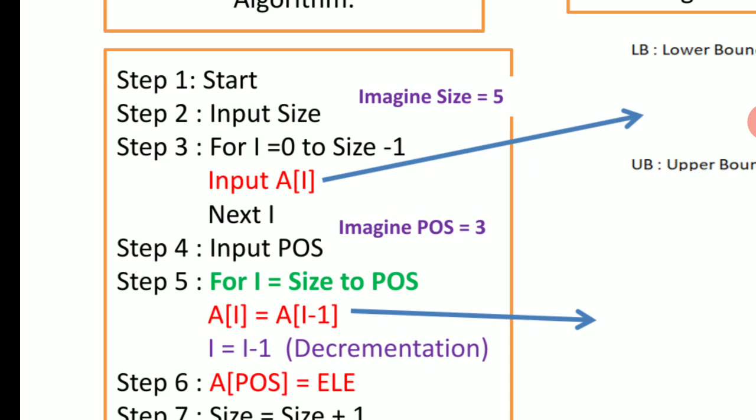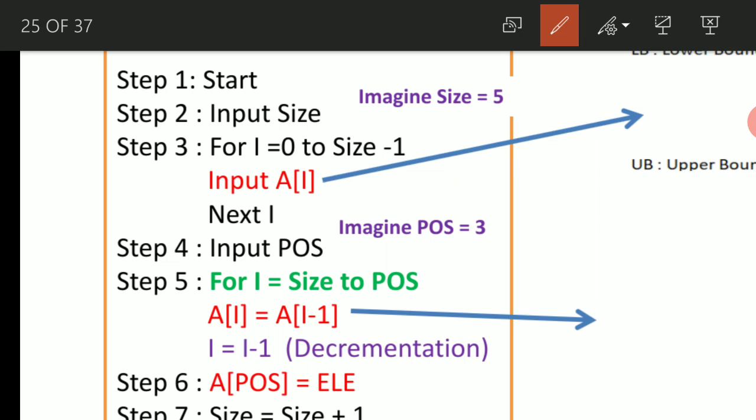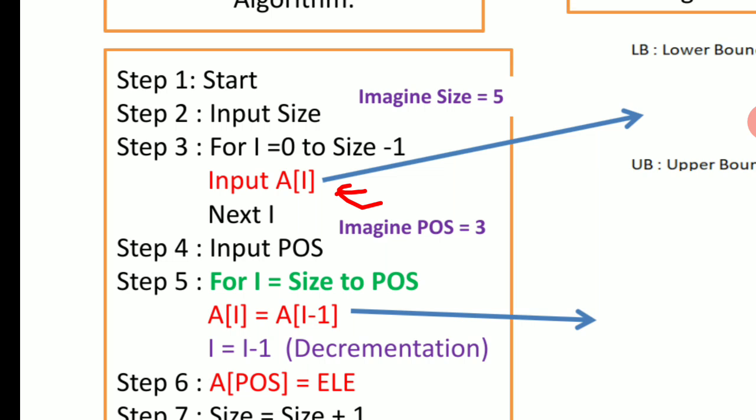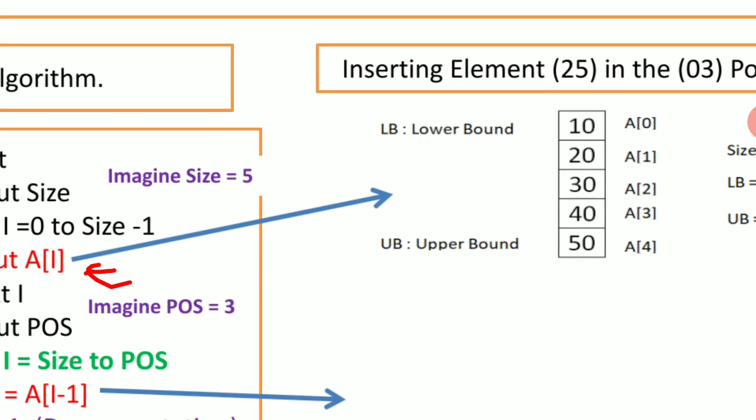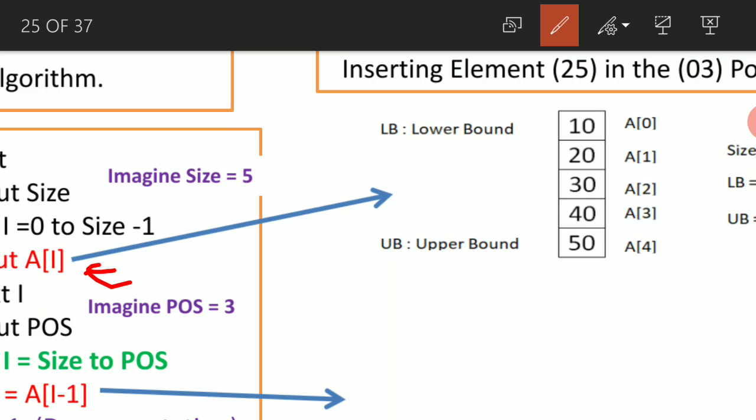In the third step, we will input an array by using a looping statement, and that looping statement is a for loop. The for loop starts its loop counter value from 0. When I is equal to 0, we input a of I. When I is 0, we are going to input one number, that is 10 here.